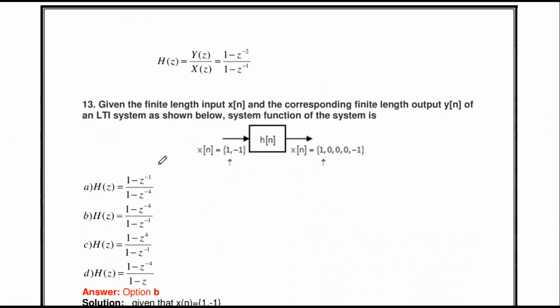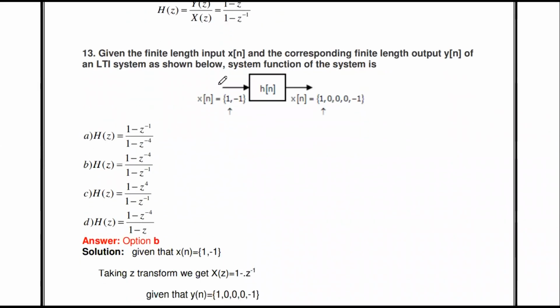Then the next one: given the finite length input x of n, the corresponding finite length output y of n of an LTI system as shown below, the system function of the system is? Here the input x of n is equal to 1, minus 1. And the output y of n produced by the system is 1, 0, 0, 0, minus 1. So we have to find the system function, that is, capital H of z.